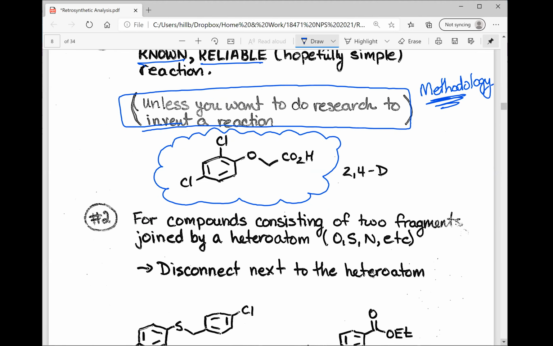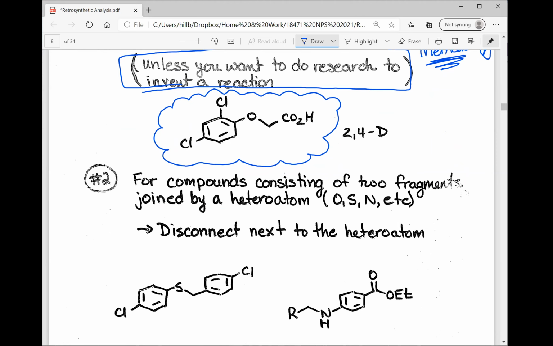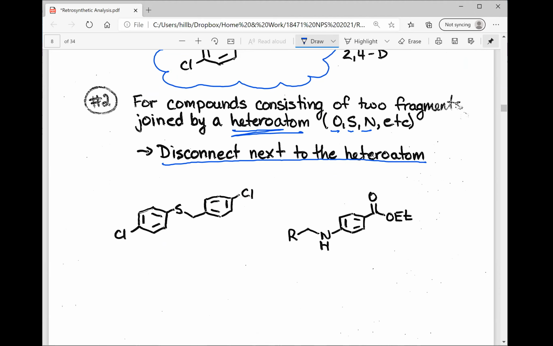Because the second guideline is going to help us. So for compounds consisting of two fragments joined by a heteroatom, so heteroatoms are things like oxygen, sulfur, nitrogen, the best disconnection is often next to the heteroatom. And in these two examples here, there is a specific side of the heteroatom which is important.